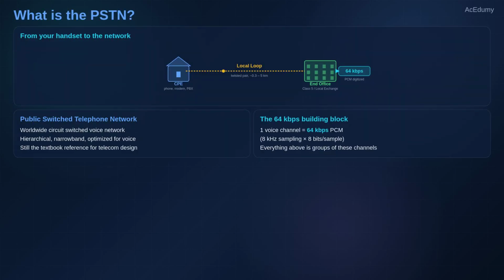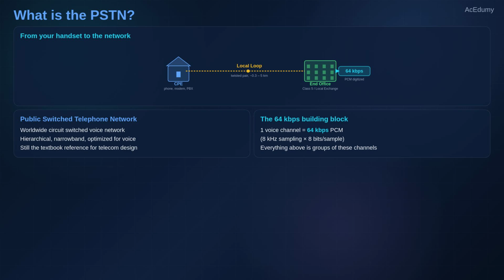Welcome back. In the previous lesson, we compared circuit switching with packet switching. We saw that the traditional telephone network, the PSTN, is the classic example of circuit switching. Today, we open the hood of that network and look at how it is actually built.